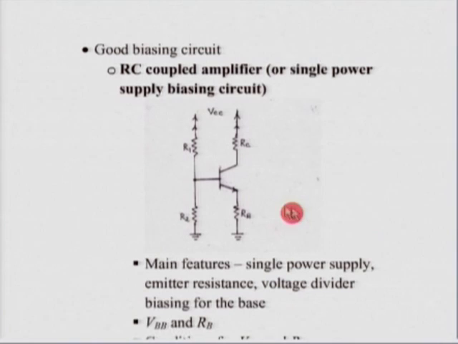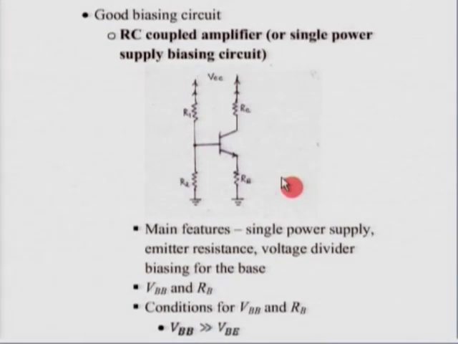Now, what is commonly used is the biasing circuit, which is also used in RC coupled amplifier, where we have a single power supply, a voltage divider at the base, just like the previous case. And the difference here is, now we have added a series emitter resistance here. The emitter resistance here has a very important role. We said in the previous case, this emitter resistance was 0.